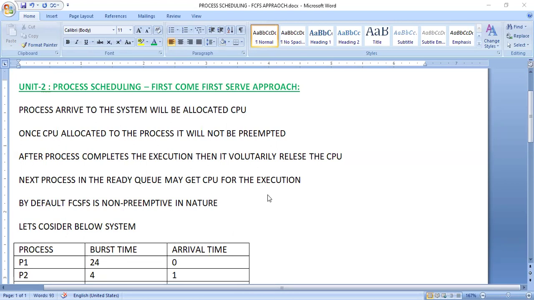What is non-preemptive and preemptive? Non-preemptive is nothing but once the CPU is allocated to a process, it will not be taken back until the execution completes. This is non-preemptive. Preemptive is nothing but if a process is already allotted the CPU, in the next couple of time units, control of the CPU can be taken and allocated to the next process. That is called preemptive in nature.